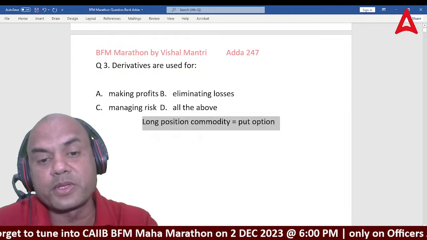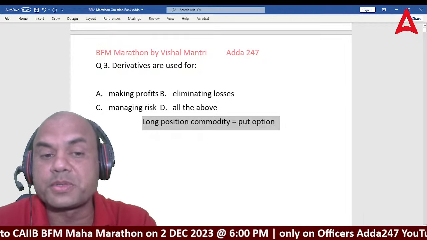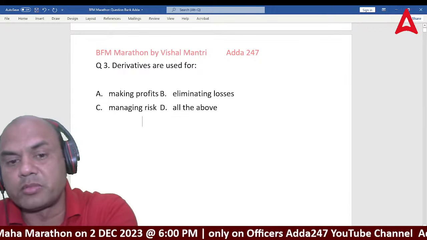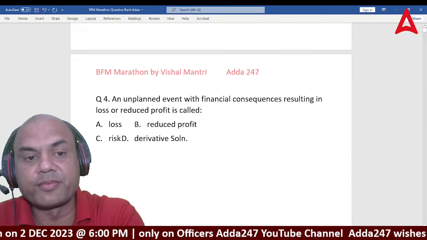And the reverse case is also true. If you have a short position in commodity, you'll always buy a call option. Okay, move on. Next one.